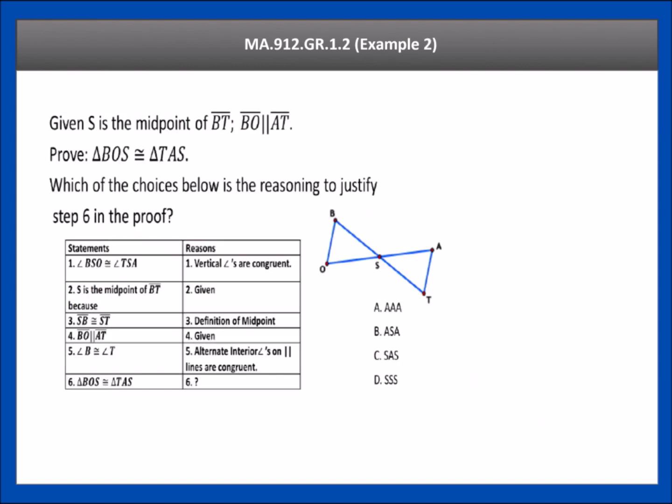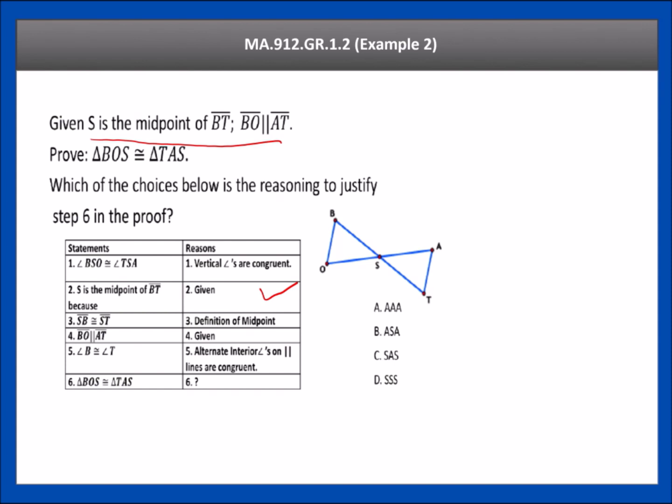All right, so for example 2, we're going to go through the entirety of the proof and then answer the question at the end, just to get your practice with it. We're given that S is the midpoint, so we're going to put that in step 2. We could also have put that in step 1. It doesn't really matter, step 1 or step 2.